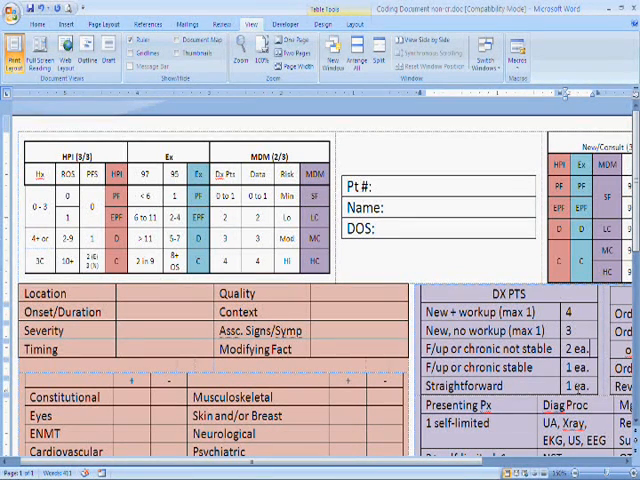I also want to define new. Okay, new problem is not new to the patient. It's new to the provider, the physician. So let's take a really straightforward example where a patient comes in and they've been coughing for 3 or 4 days. That's obviously a new problem.